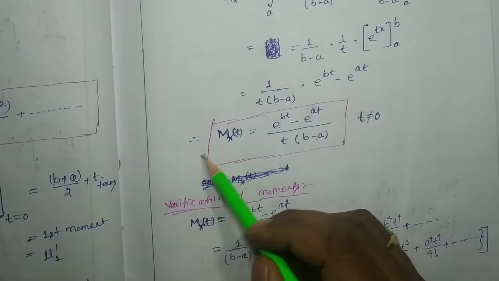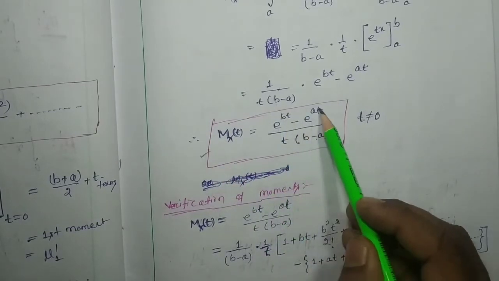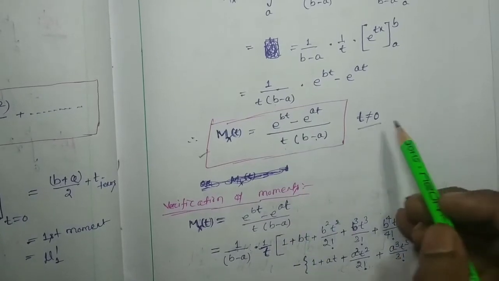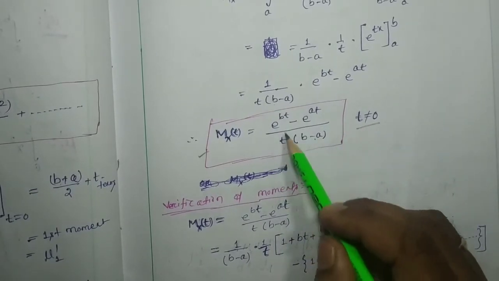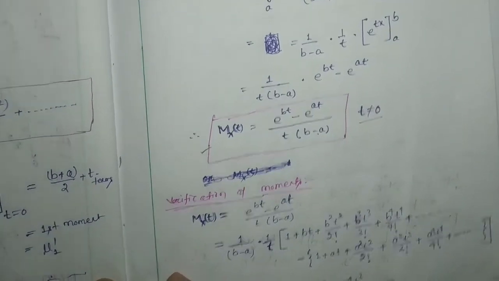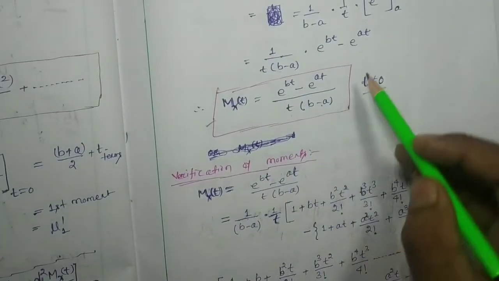So we found M_X(t) equal to (e to the power bt minus e to the power at) by t into (b minus a), where t is not equal to 0. If we consider t equal to 0, then M_X(t) is not defined, or it will be infinite. So in this case particularly, t is not equal to 0.